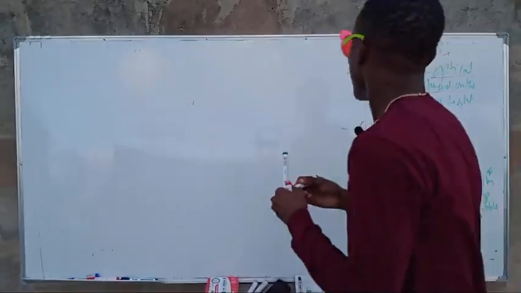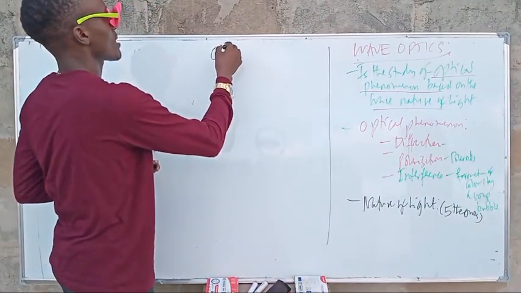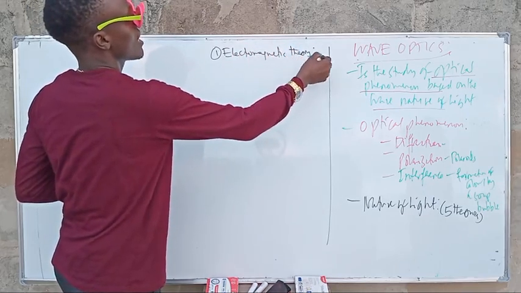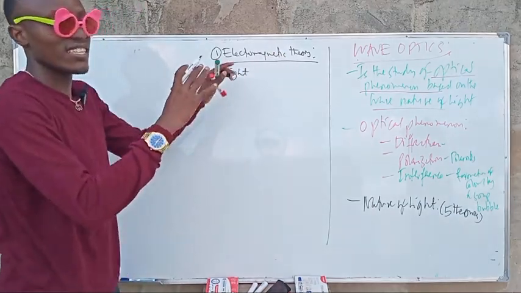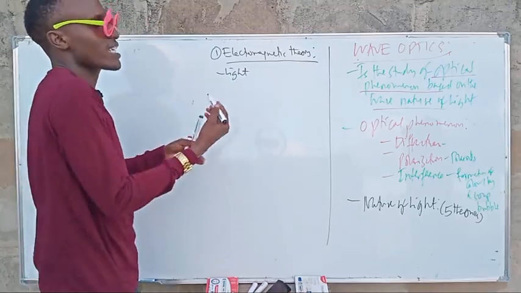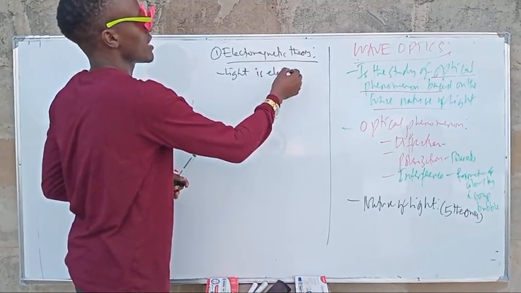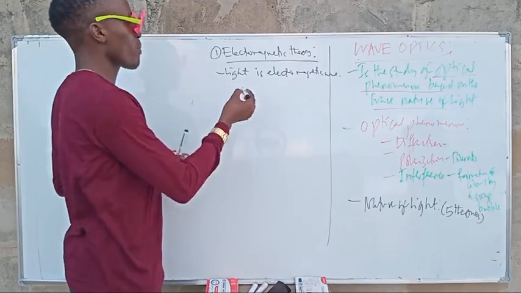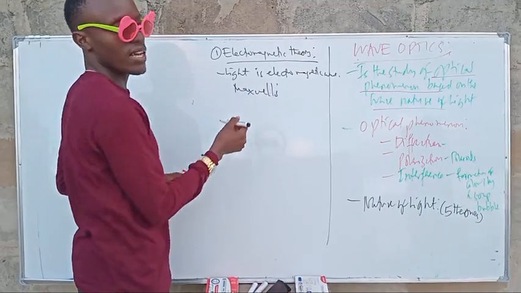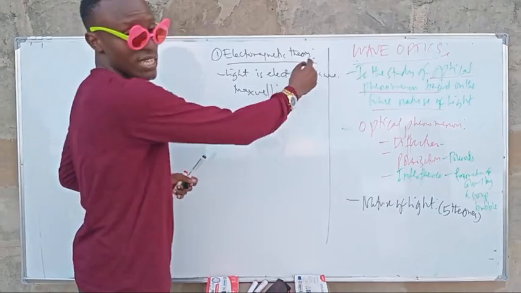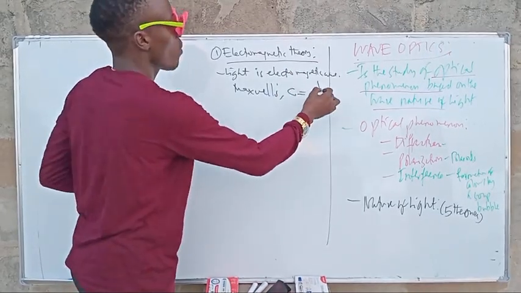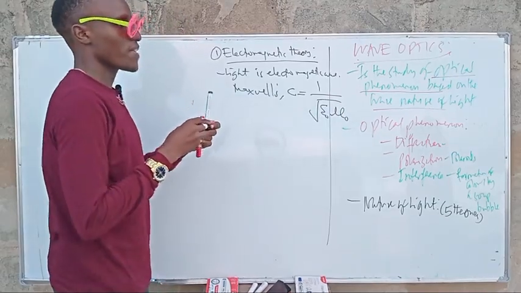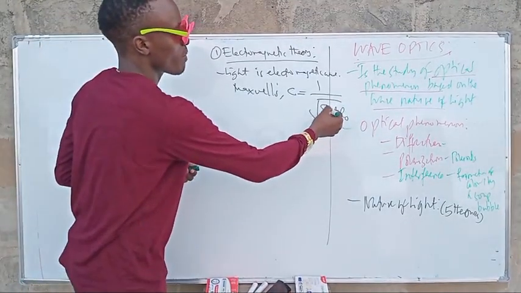The nature of light. There are some scientists, like Maxwell's electromagnetic theory. This explains that light is an electromagnetic wave. This theory was proposed by Maxwell, who said that the speed of that electromagnetic wave, of light, will be equal to 1 over the square root of epsilon naught mu naught. This is the permittivity and this is the permeability.